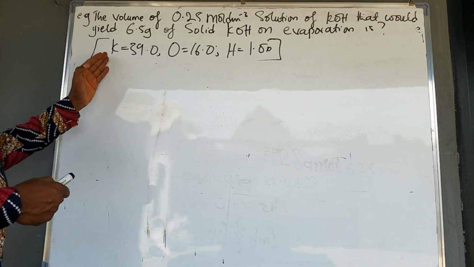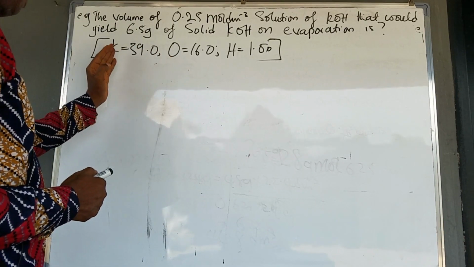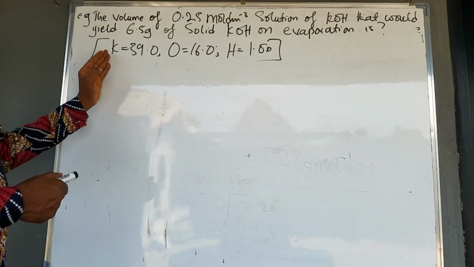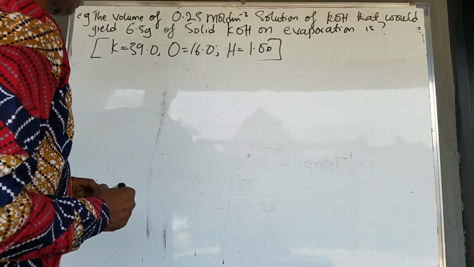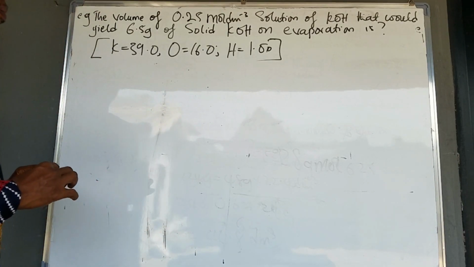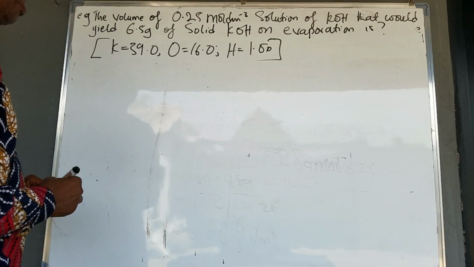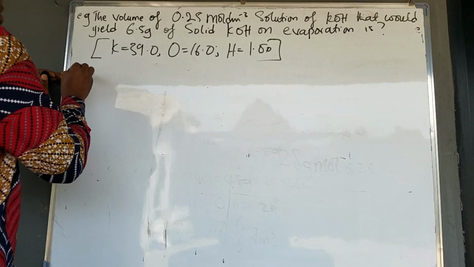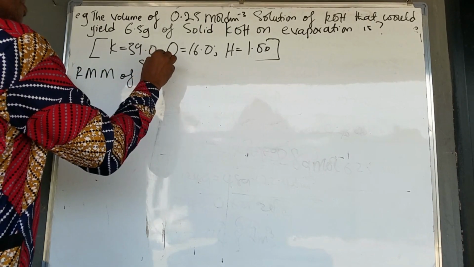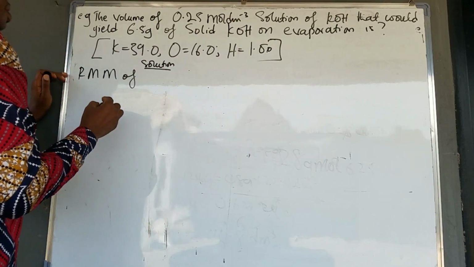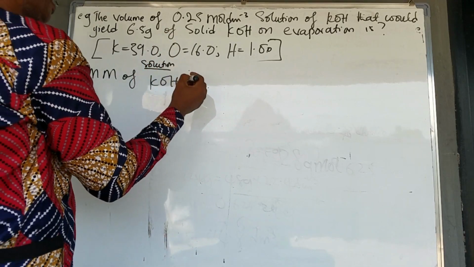And they gave us the molar mass as 39.0 gram. They gave us the RAM of potassium as 39.0, oxygen 16.0, and hydrogen 1.0. Now observe that they did not give us the molecular mass, but they gave us the atomic mass. So the first thing we are going to do is to find the relative molecular mass of potassium hydroxide.